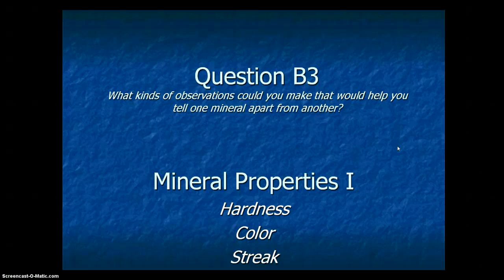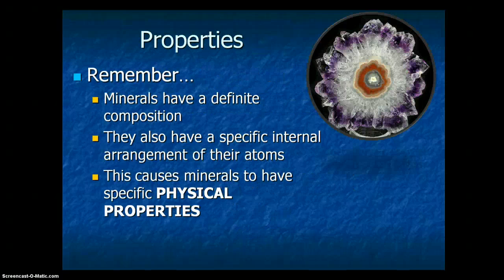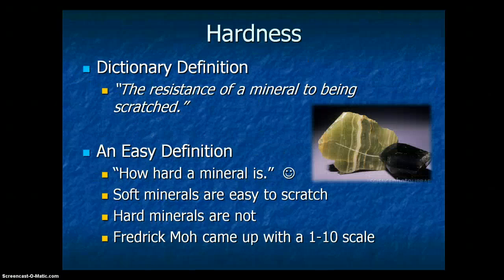So first set of mineral properties that we tackled on the first day was hardness, color, and streak. Remember, every mineral has its own unique set of physical properties because of the atoms that make it up and the arrangement of the atoms on the inside. So one of the first things we learned was hardness, and the definition of hardness is the resistance of a mineral to being scratched. It's all about the scratching. Soft minerals are easy to scratch. Of course, hard minerals are not.